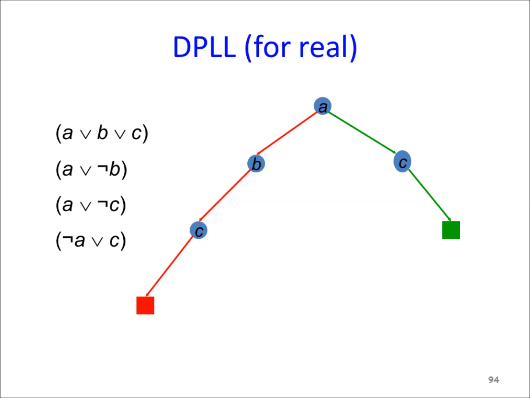We go back. We had not done any search, we had just gone one branch, so we move further up, set A to true. As soon as we set A to true, this is gone, this is gone, this is gone. What we are left with is C. It's a pure literal or unit literal. Either way, we set C to true and we are done. So this is the actual search that happens in this knowledge base.